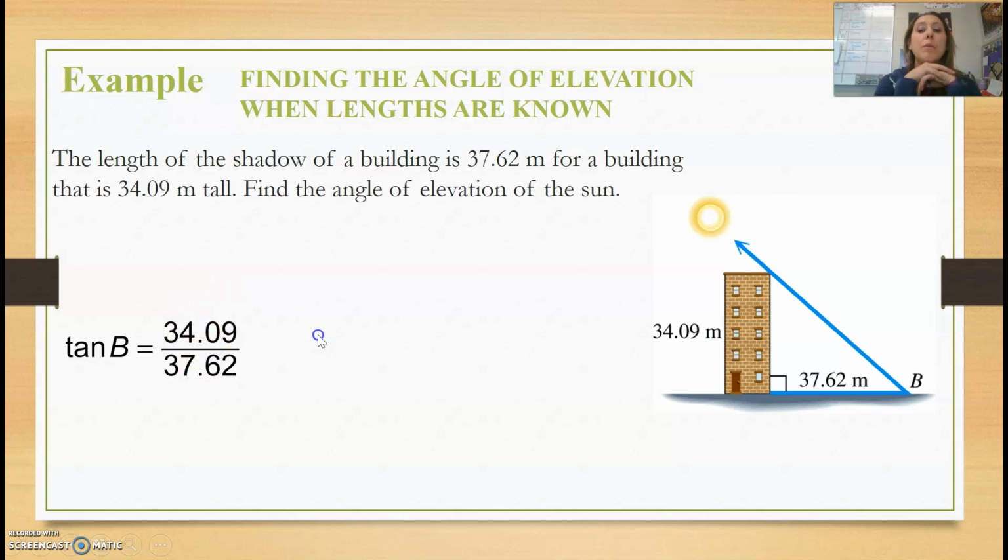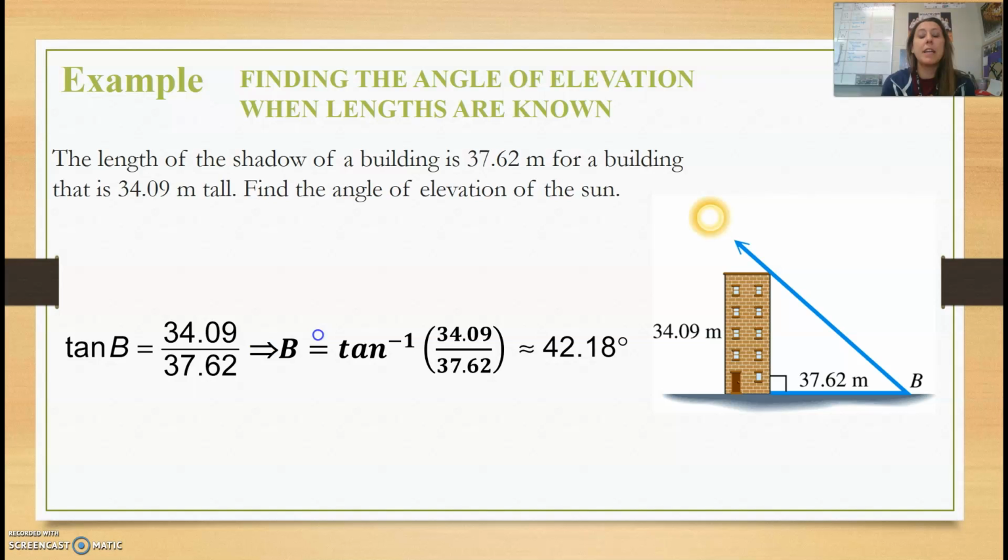But remember, when we're solving for an angle, when I have just side lengths and I need an angle, that's when I'm going to use that inverse. So I'm going to use the inverse of tangent. I'm going to plug that in my calculator, and I'm going to get about 42.18 degrees. Now that I have that, I know that the angle of elevation is about 42.18 degrees. So go ahead and make sure you get this in your notes.